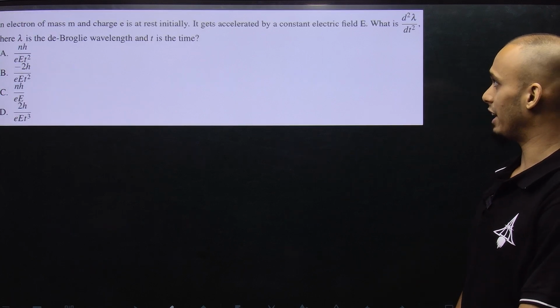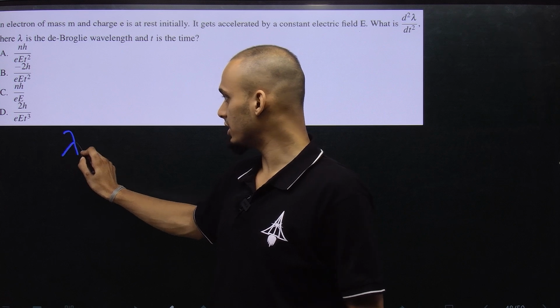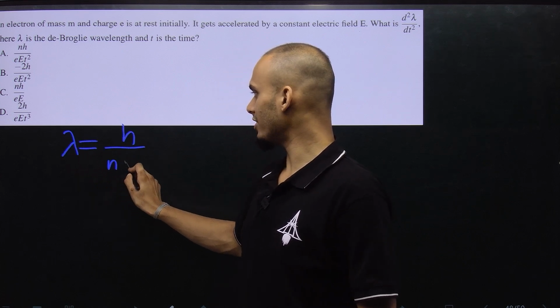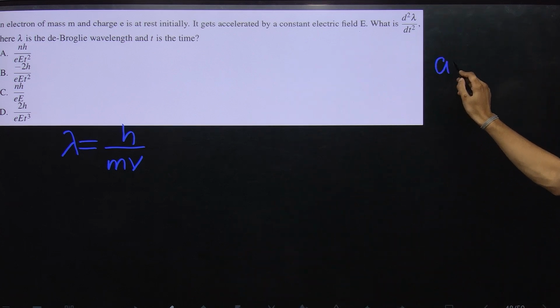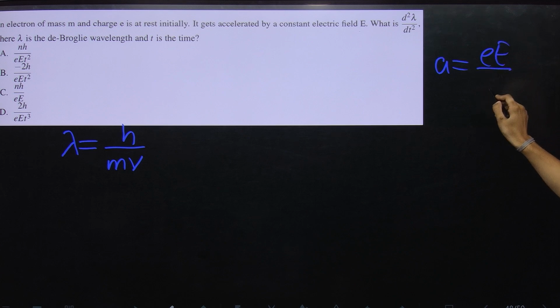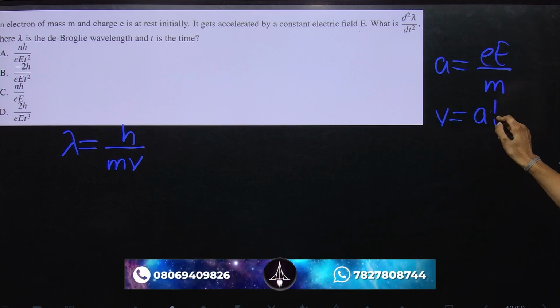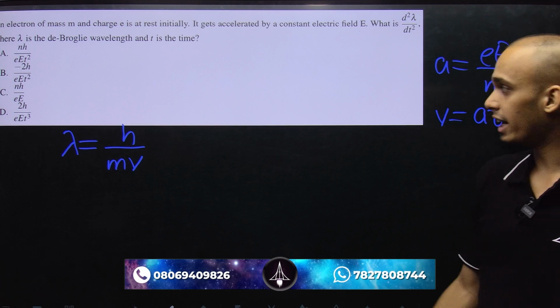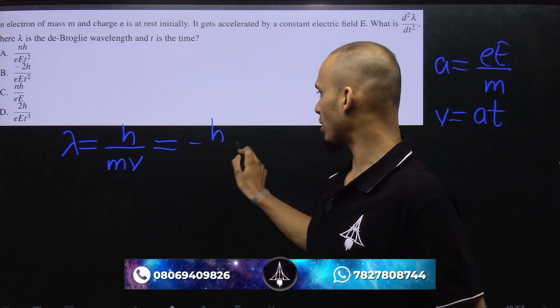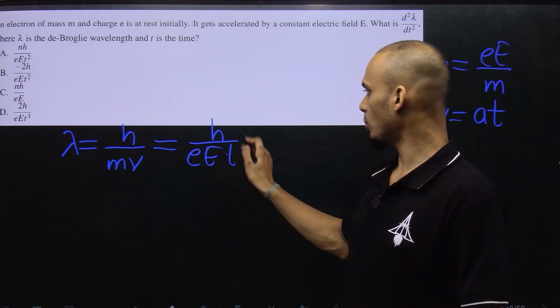In this question, we have an electron which is accelerated by a constant electric field. We know that the de Broglie wavelength is defined as h upon mass into velocity. For an electron accelerated by an electric field, its acceleration will be equal to its force upon its mass. Hence, we can write velocity as simply acceleration into time. Now, if we take velocity in the denominator, mass will get cancelled with m, and we can write the de Broglie wavelength as simply h upon E, charge into electric field, into time.